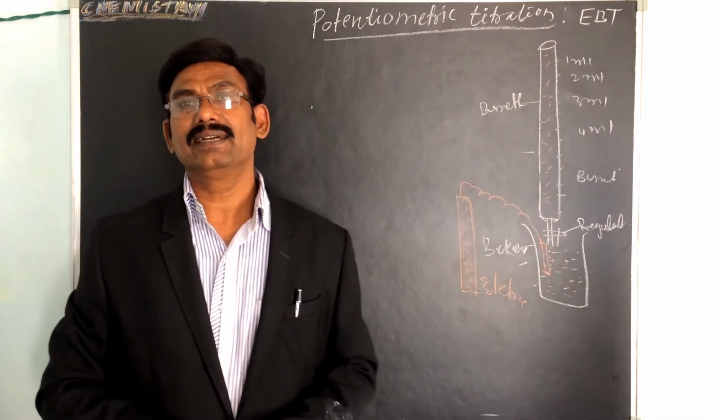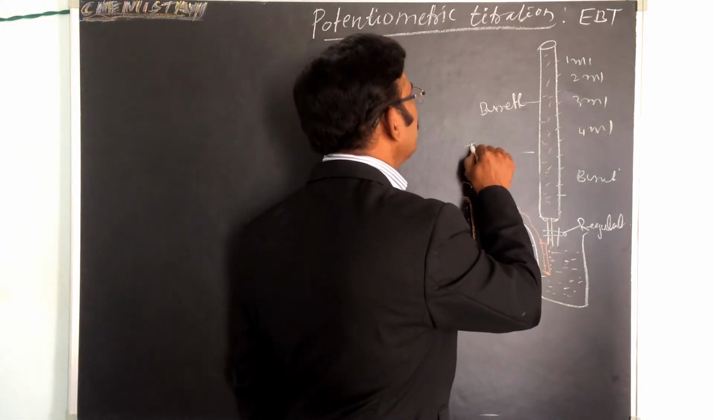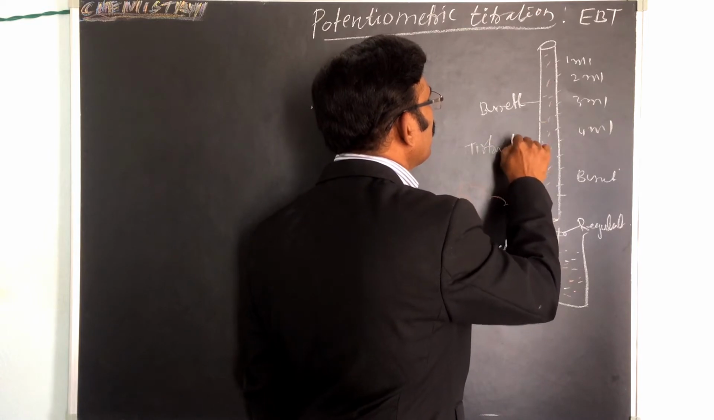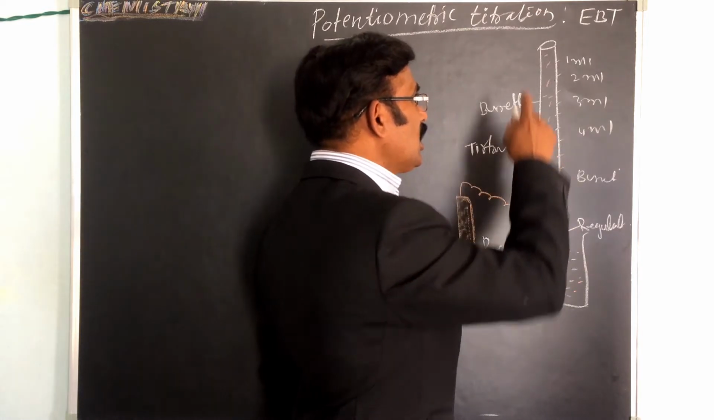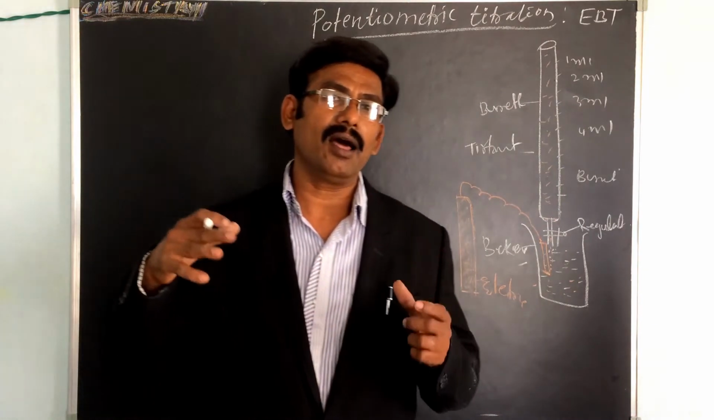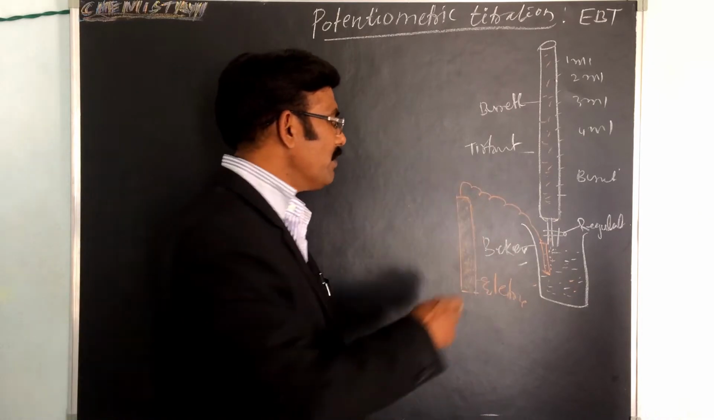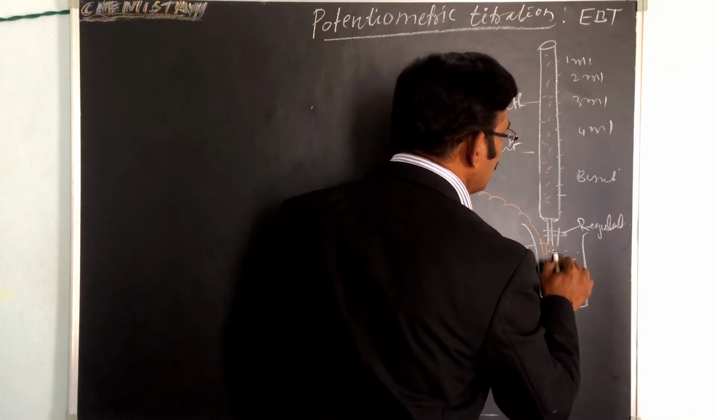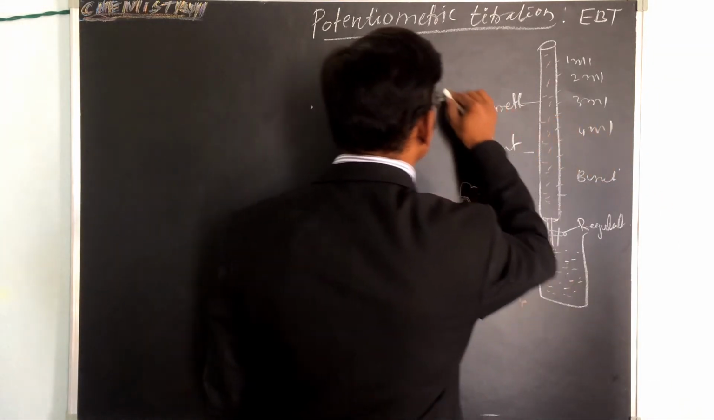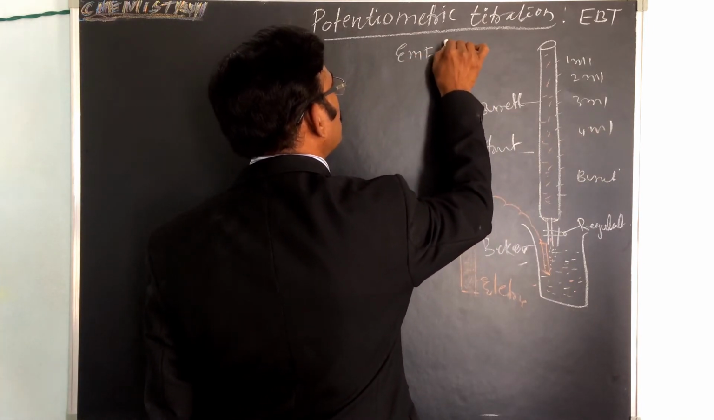The titrant is added in a small amount, a little bit, 1 ml, like drop by drop. The titrant is added in a small amount and there is a change in EMF. So that EMF will create a change. EMF values mean electrode potential.